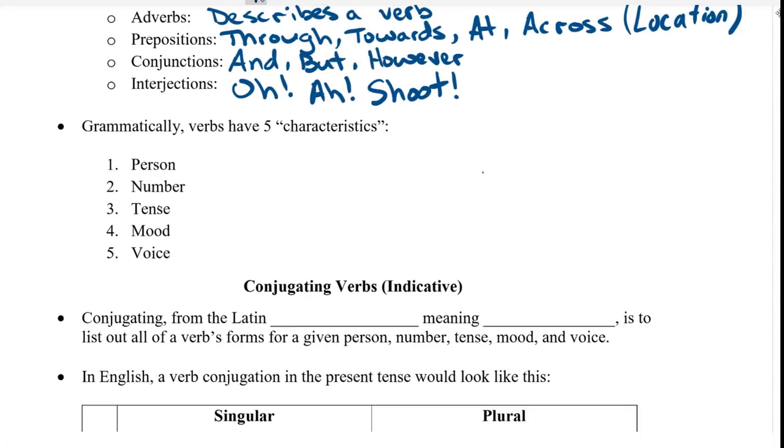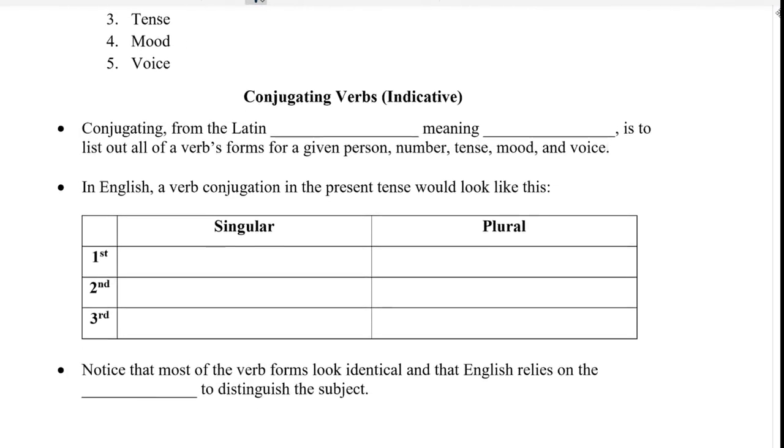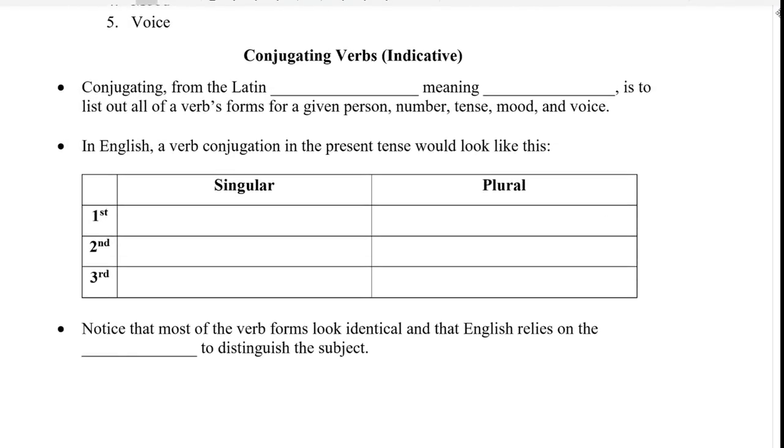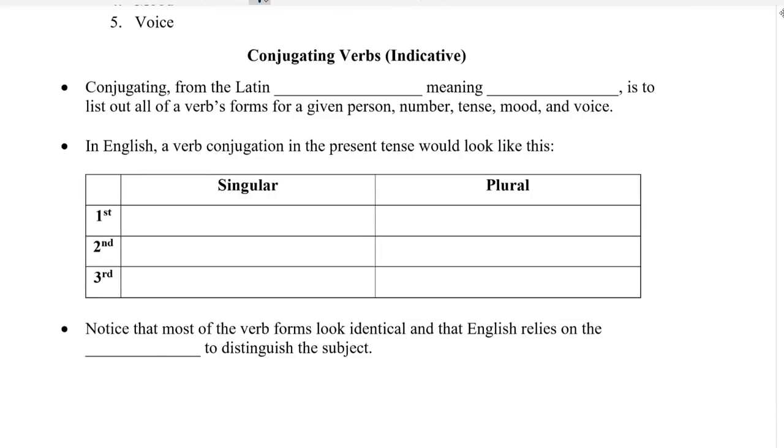So going back to our notes here, so those are our characteristics. Okay. We're going to talk about what conjugating a verb is in the indicative mood. So conjugating, which comes from the Latin word conjugare, which means simply to join together, is when you list out all of a verb's forms for a given person, number, tense, mood, and voice.